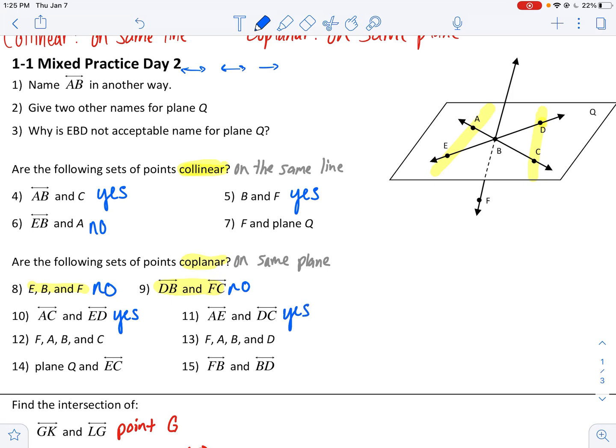So if you want to pause the video and try the next 4, you can, and then unpause and check your work. Otherwise, I'm just going to put the answers up here. So our answers would be, these are not coplanar. F is not on the plane. These are not coplanar, not on the same plane.